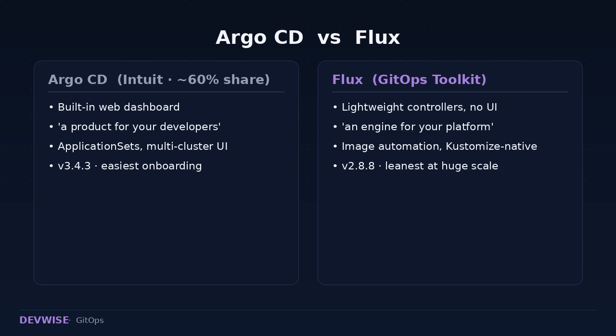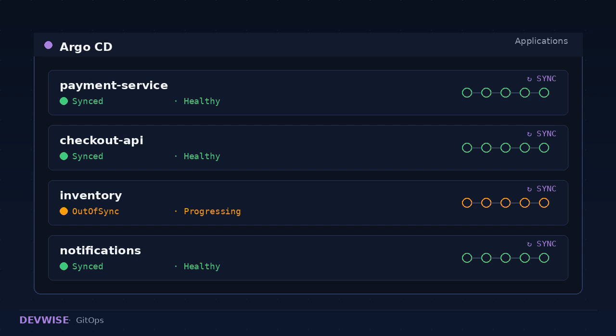If your team includes people who want to see deployment state in a browser rather than a terminal, developers, stakeholders, on-call engineers scanning quickly, Argo CD is the lower friction path. It also shines at multi-cluster management from a single pane of glass, with the ApplicationSet controller generating hundreds of apps from templates.